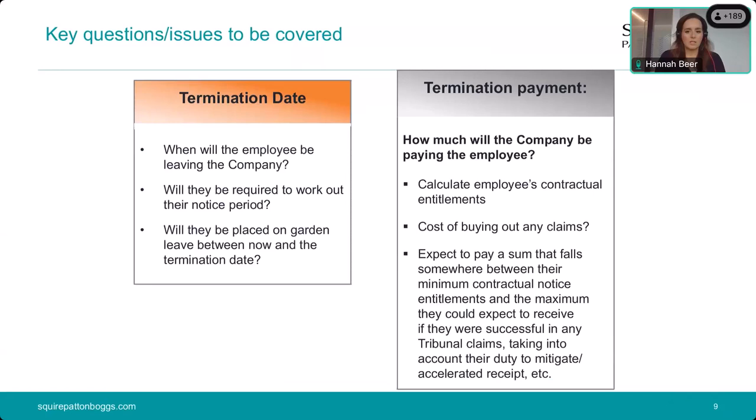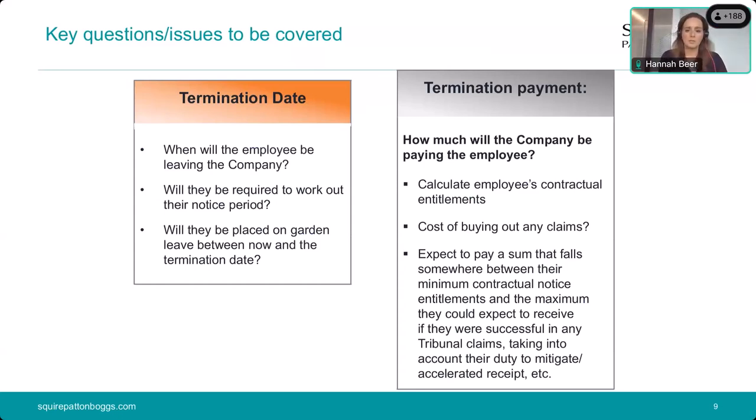So, key questions to cover when you are making an offer to an employee with a view to entering into a settlement agreement. So the termination date we can see there on the slides. When will the employee be leaving the company? Will they be required to work their notice period? Will they be on a period of garden leave between now and the termination date? It's important that the agreement clearly states when the employee's employment will come to an end.